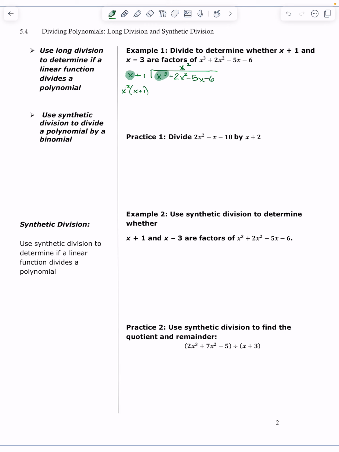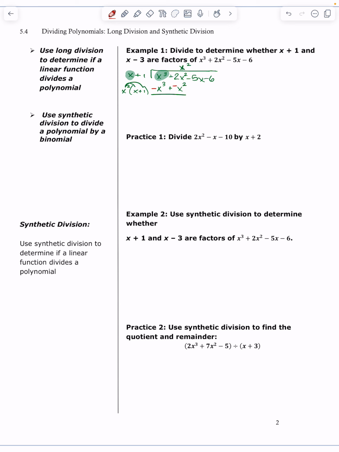And now I'm going to multiply. x squared times x is x to the third. x squared times 1 is x squared. Just like with the long division, we are now going to subtract both parts of this. That means the other way to write this is to subtract the x to the third and subtract the x squared.